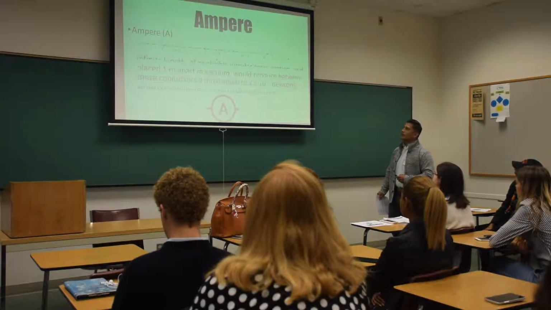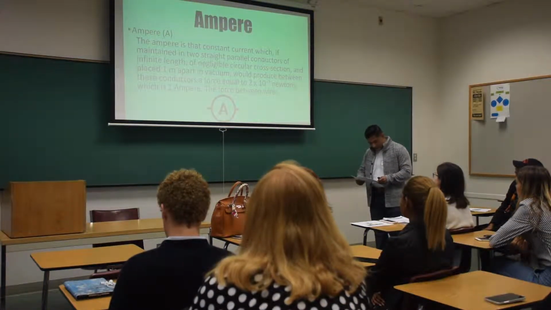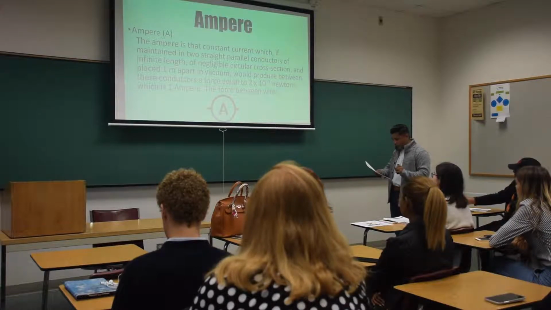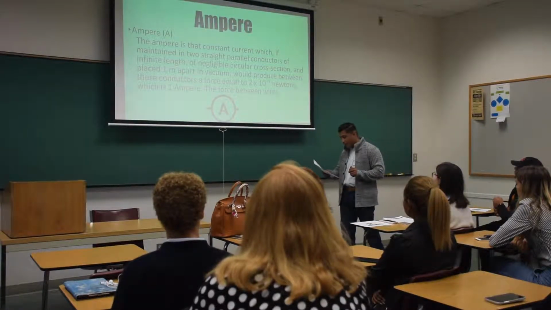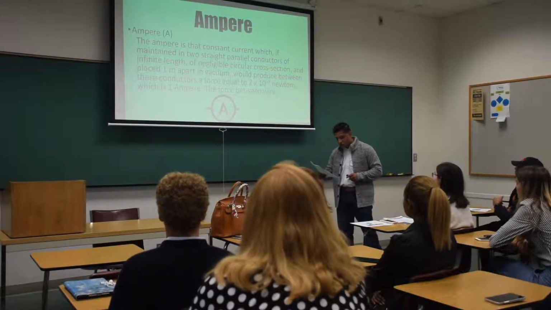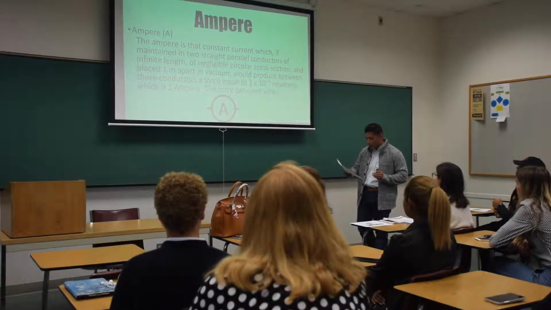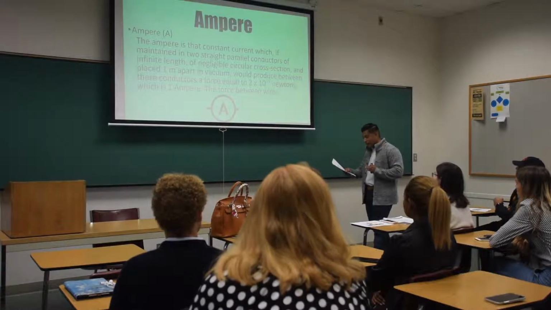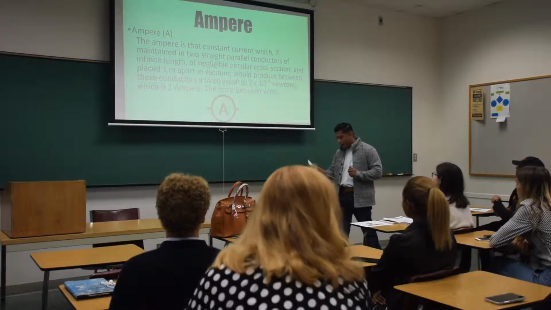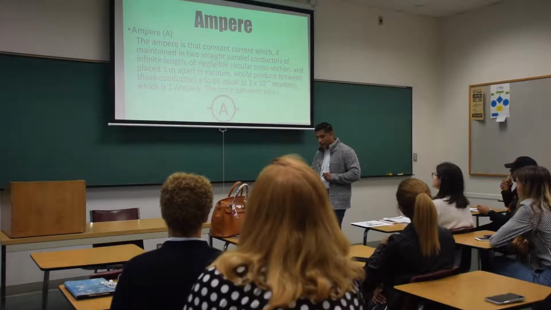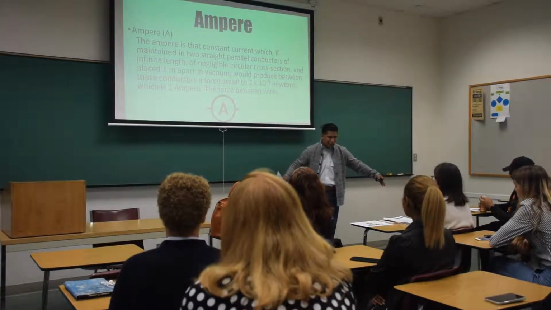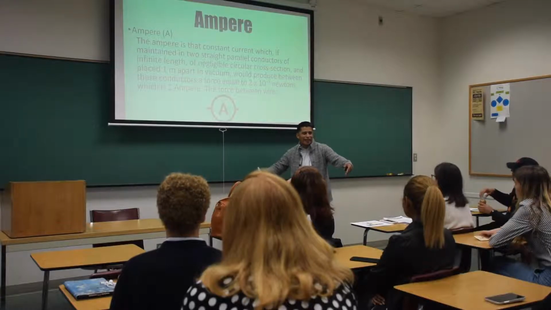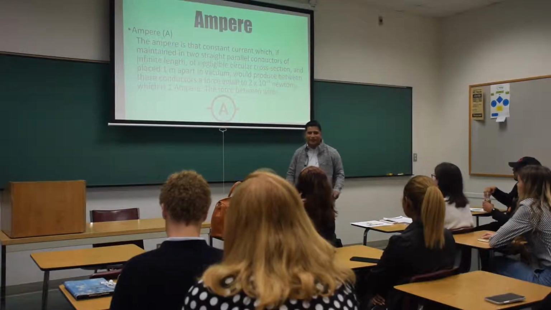The amp. So the amp is the constant current which, if maintained in 2 straight parallel conductors of infinite length and negligible circular cross-section, and placed 1 meter apart in a vacuum, produces between these conductors a force of 2 times 10 to the negative 7 newtons, which is 1 amp. So basically that is 2 rods placed 1 meter apart, and then you get a certain force there.